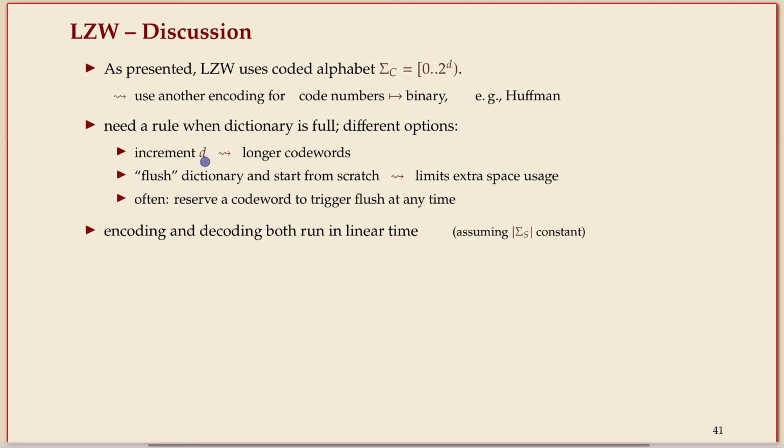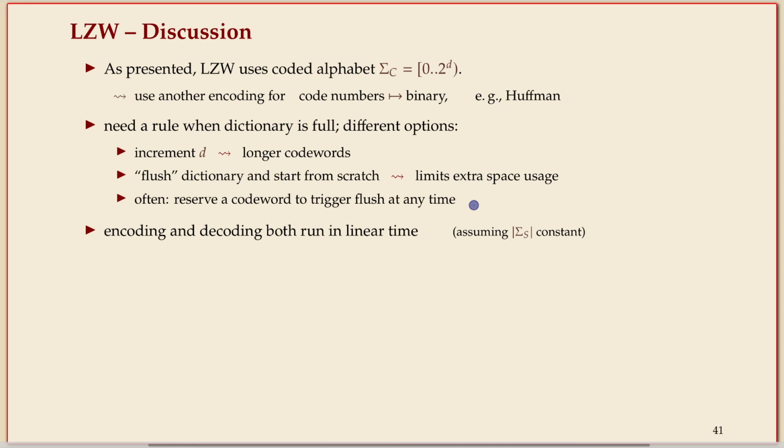And there are different sensible options. We can add more bits to the code words to make room. We can also just say, forget the dictionary and start from scratch again. Or, well, scratch means we start from single alphabet symbols and then fill up again. Another option is to trigger this case even before the dictionary is full and have some heuristic that detects when maybe it's a good idea.